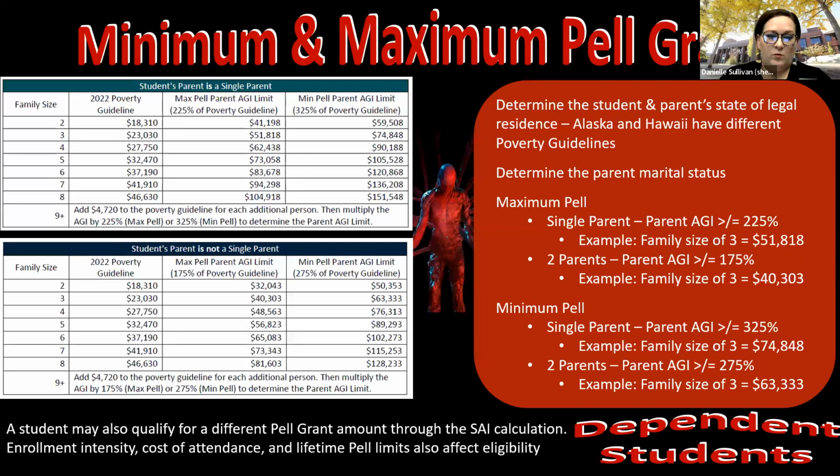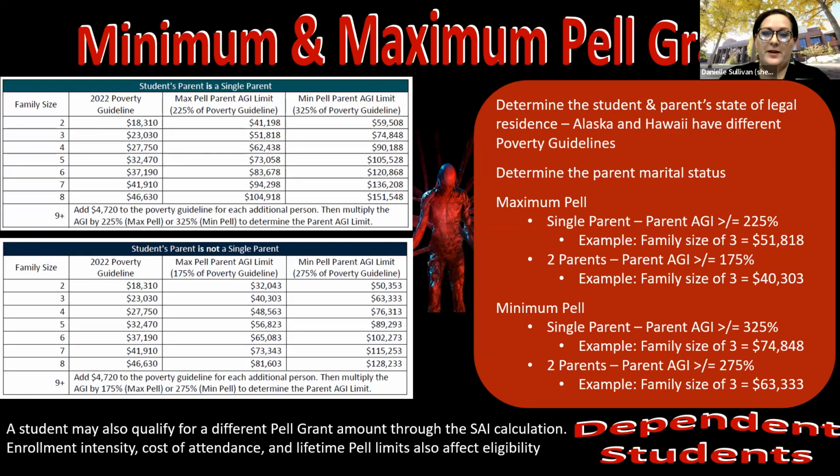So let's go ahead and work through some examples for a dependent student. This is a student that would need to report their parent information on the FAFSA. So the first step is you're going to determine the state of legal residence. Alaska and Hawaii are going to have different poverty guidelines. This is for the lower 48.